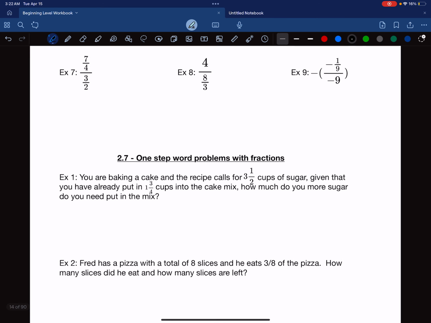Looking at example 7, we have these two fractions, so let's divide the two fractions. Also don't get confused with this. This is just another way to write division. If we have something like 16 over 4, we know that means 16 divided by 4. When we have fractions, that means the same thing. It's just different notation.